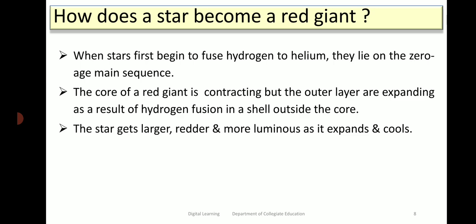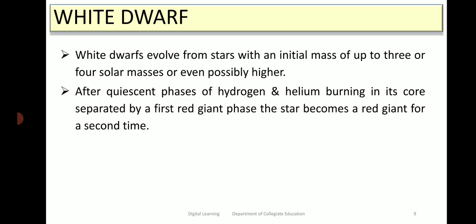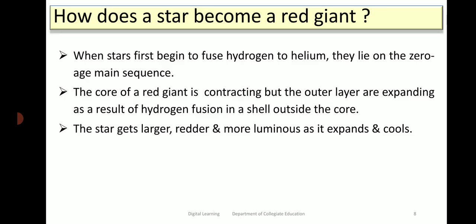How does a star become a red giant? See, when stars first begin to fuse hydrogen to helium, they lie on the zero age main sequence. The core of a red giant is contracting, but the outer layers are expanding as a result of hydrogen fusion in a shell outside the core. The star gets larger, redder, and more luminous as it expands and cools.